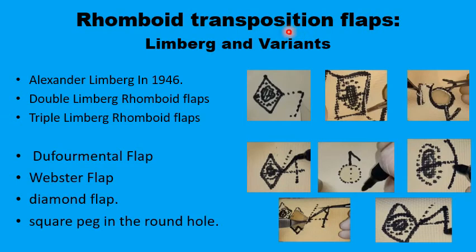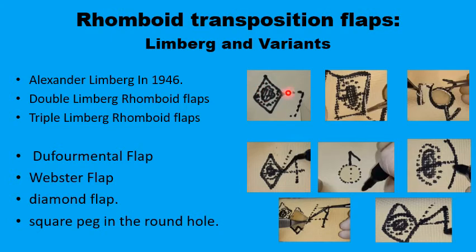Moving now to transposition flaps, taking the rhomboid transposition flaps first. These are a family, a group of flaps with the original description of Limberg and some other variants. A circular or a square lesion is changed in configuration to a rhombic defect. This rhombic defect has the characteristics of an equilateral parallelogram. The angle at the apex is 60 and the angle at the other side is 120. So the short diagonal is equal to the sides of the rhombus as well.